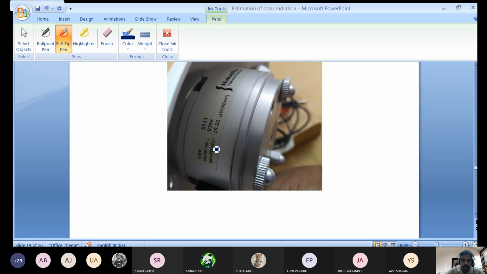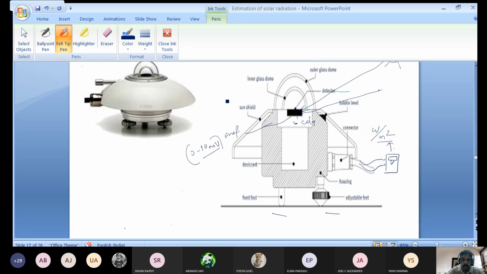Are you seeing this one? 19.22 millivolt per watt per meter square, right? So 1 watt per meter square corresponds to 19.22 millivolt. If you are getting some other value, you will get a calibration equation. That calibration equation you can use to get the final output in watt per meter square. That is how we can get solar radiation measured using a pyranometer.